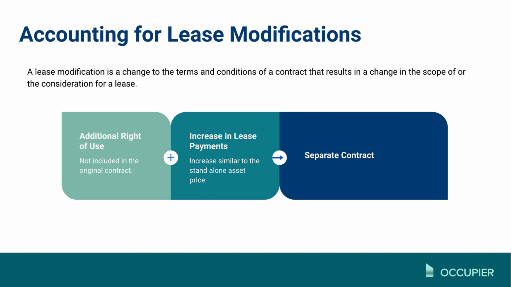However, let's say that your company is growing and you need new space, and you now are also renting the 6th floor of that building. That is, in fact, an additional right of use, and will likely also have an increase in lease payments. So that modification would be treated as a separate contract.